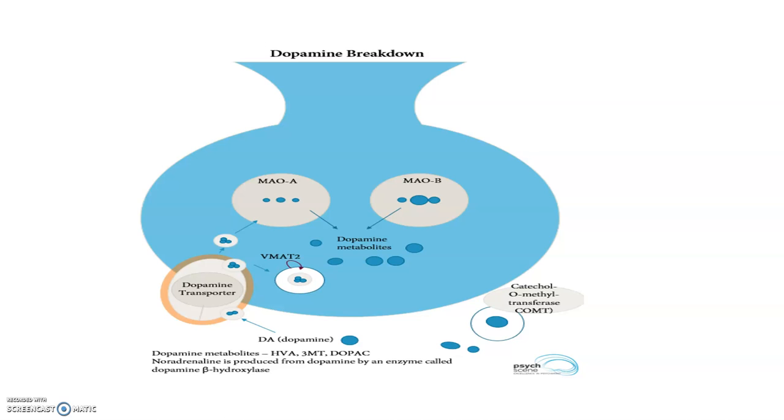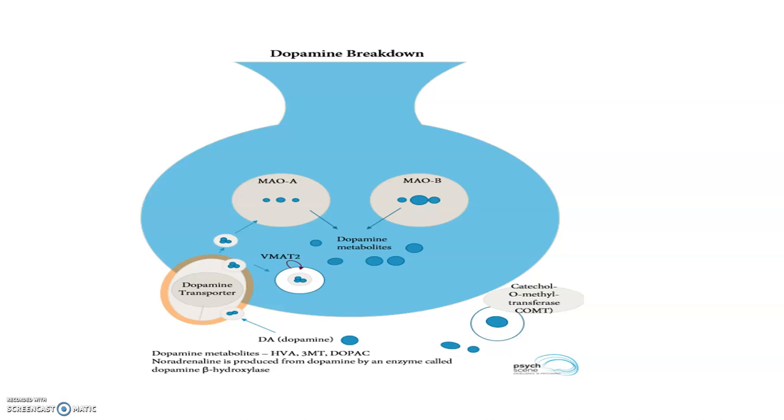Now coming to the drugs involving dopaminergic neurotransmission, the first drug is a dopamine precursor, which is levodopa. It provides a substrate for increased dopamine synthesis. The second category is the dopamine receptor agonists, which include bromocriptine, pergolide, pramipexole and ropinirole.